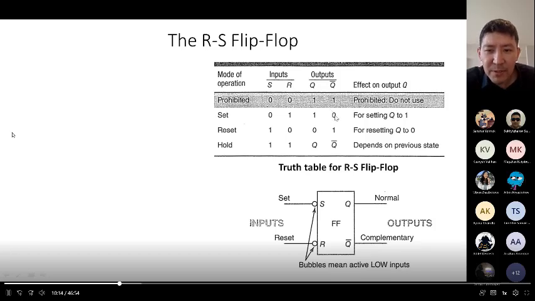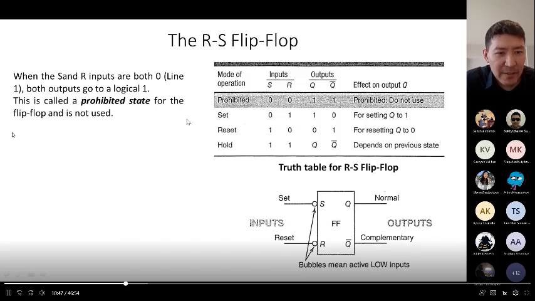So it will hold the previous outputs. For example, if it was in reset mode, where S was 1 and reset was 0, the outputs will be 0 and 1. Then you apply 1, 1 for hold, and the normal output and its complement will not change and will still be 0 and 1. So we call this hold mode.